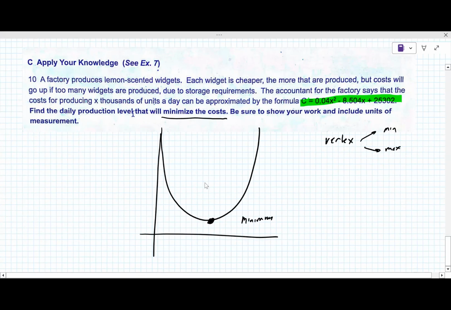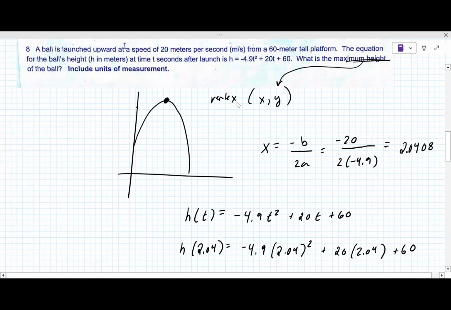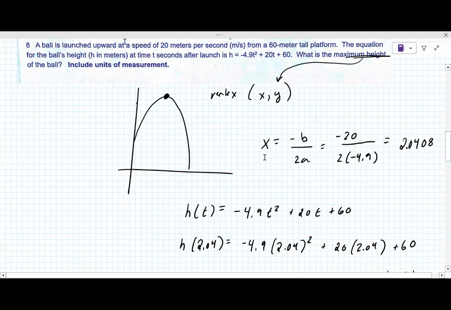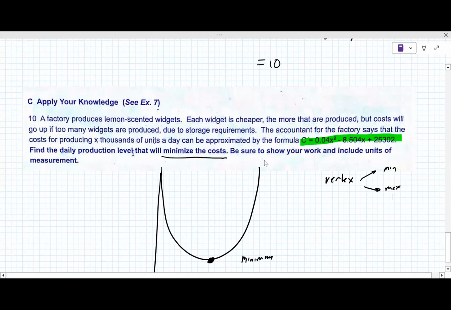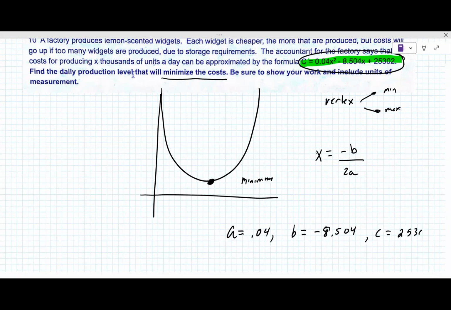In the last problem, guess what we were looking for? We were looking for the maximum height, which is the vertex. The vertex comes with formulas. Your formula for finding the vertex is x equals minus b over 2a. So you have to look back at this quadratic equation and figure out the a, b, and c values. A is 0.04, b is minus 8.504, and c, which we don't need, but we'll write it anyway.